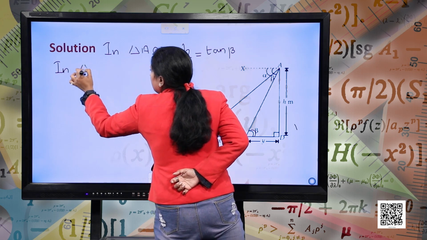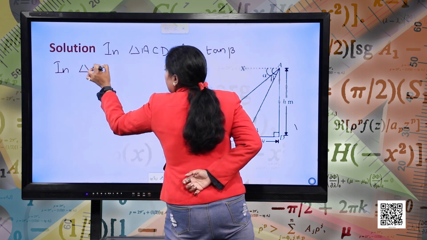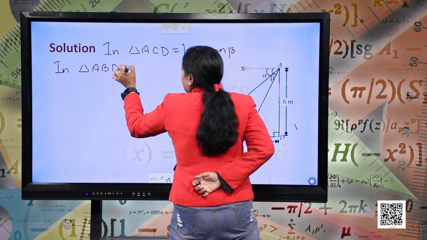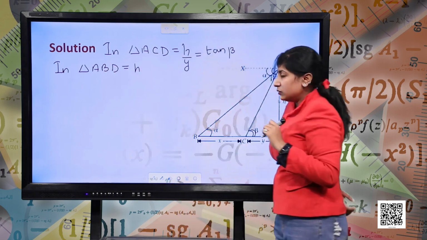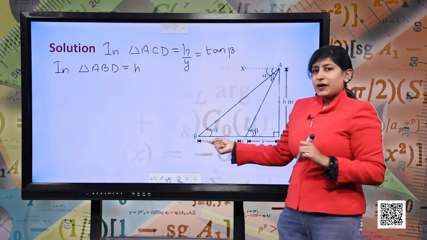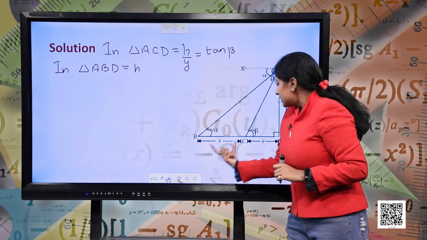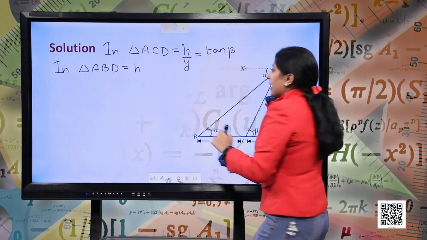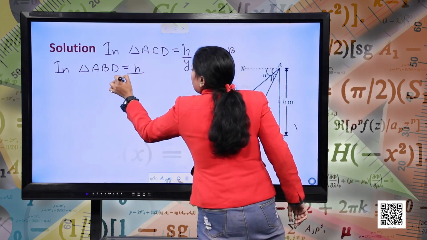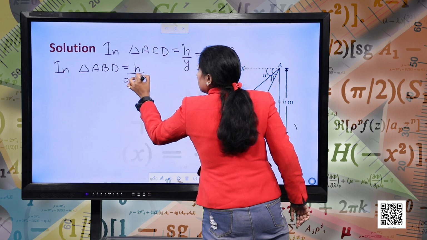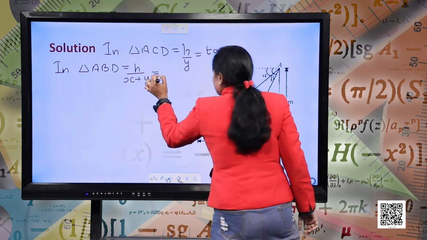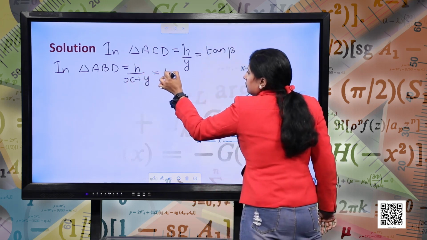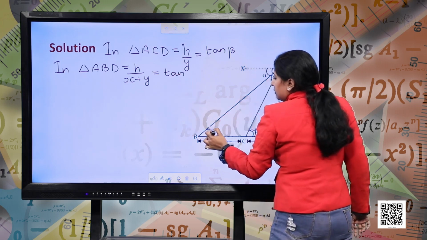In triangle ABD, again h is the perpendicular and x plus y is the base. This is x, this is y. So the base BD is going to be x plus y. So h upon x plus y is equal to tan of this angle alpha.